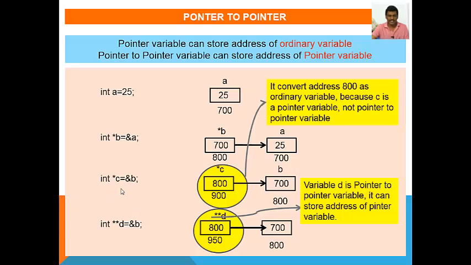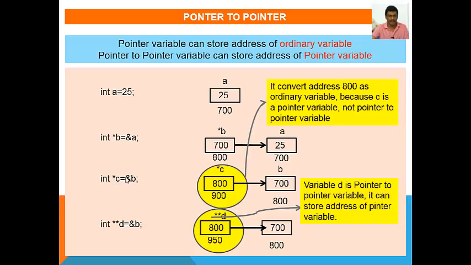Next line, integer star c equal to ampersand b. b is a pointer variable. A pointer variable also has two bytes, but it holds an address, so 800, 801. For processing purposes, we take the starting byte address, that is 800. That 800 is assigned to c.